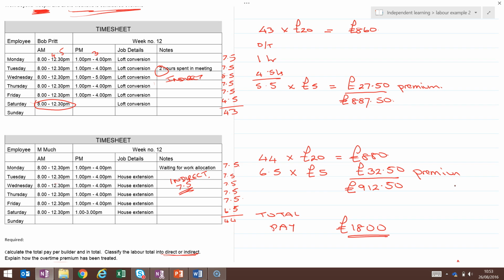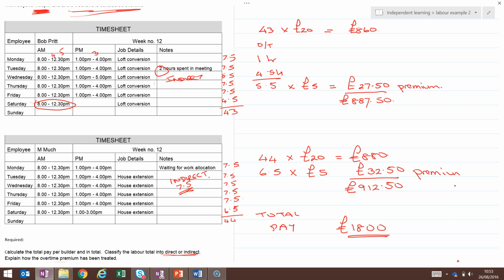We then went on and looked to decide how many of the hours that we've paid may have been indirect hours. So we've seen if they spent time in a meeting, that was indirect. If they were waiting for work, that was indirect. Other things that you could come across, if they're off sick, if they're on holiday, if they're on training courses, they would all be classed as indirect. Still need to be paid, but it's the classification. When they're working on a job, it's classed as direct.